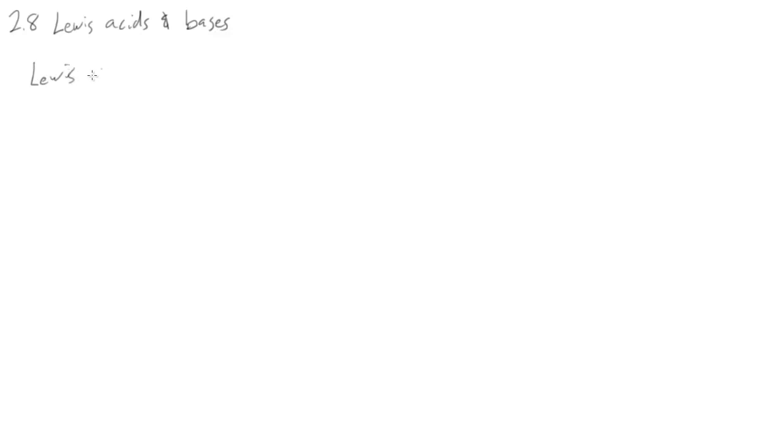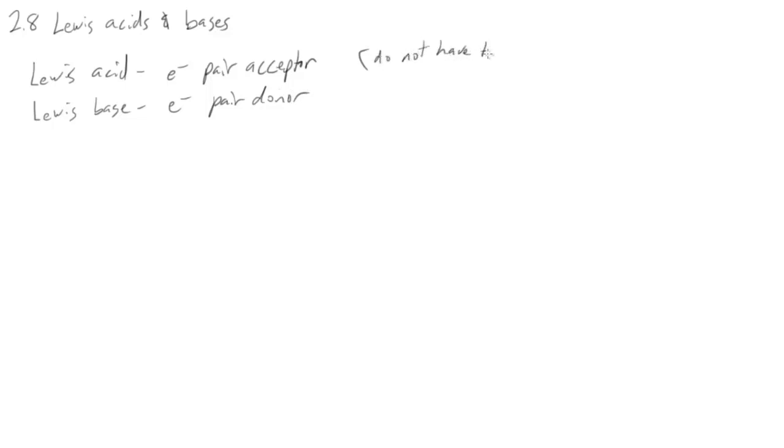A Lewis acid is now an electron pair acceptor. So with Bronsted-Lowry, we're all concerned with a proton. With Lewis, now we're looking at electron pairs. And that makes a Lewis base an electron pair donor. So Lewis acids, as compared to Bronsted-Lowry, do not have to have a proton anymore. So that makes them quite different. However, a Lewis base is really the same as a Bronsted-Lowry base, because both of them had to have an available electron pair.